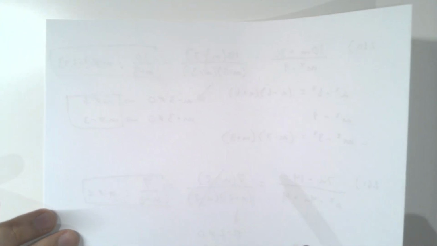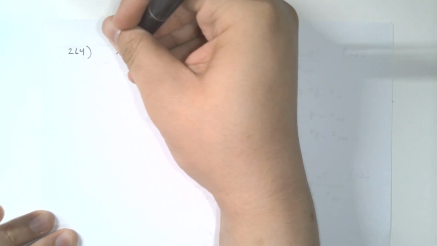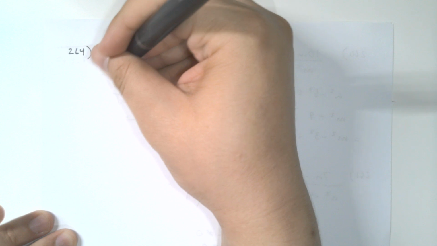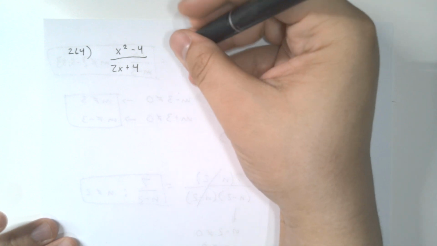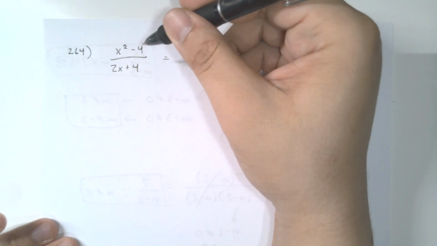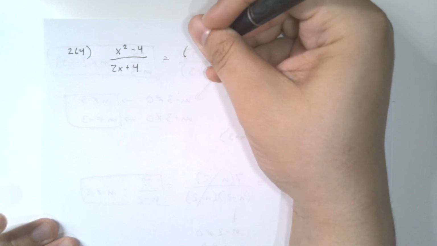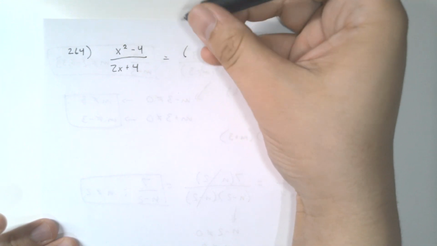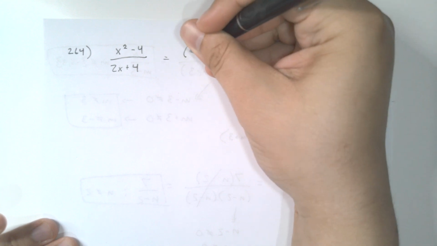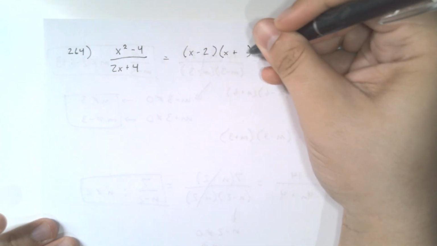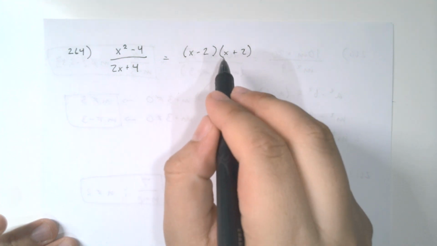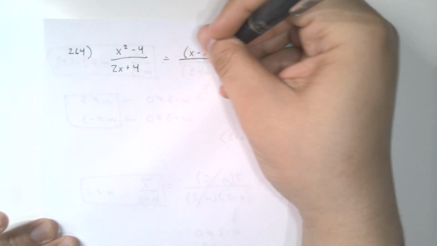For the last one, for 264, we have x squared minus 4 divided by 2x plus 4. So, factoring the top, we have our difference of squares formula. We have a variable squared minus a number, which means that we can factor it as x minus, x plus, and whatever the square root of 4 is, and that's 2. So x minus 2 times x plus 2.